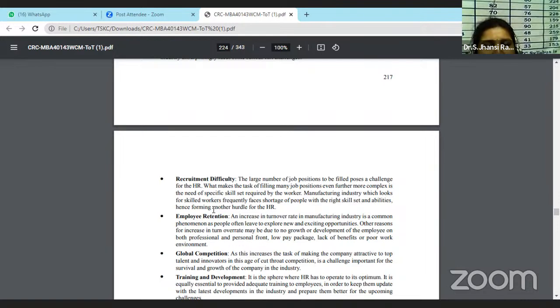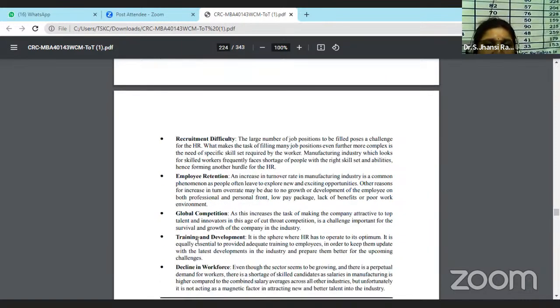So recruitment is a very, very difficult task. To find out whether the skill is there or not, we have to conduct various placement drives, and that is very difficult. And then we have employee retention. Once we take the employees and give them training, we are not sure whether they will stay with the same organization or not.